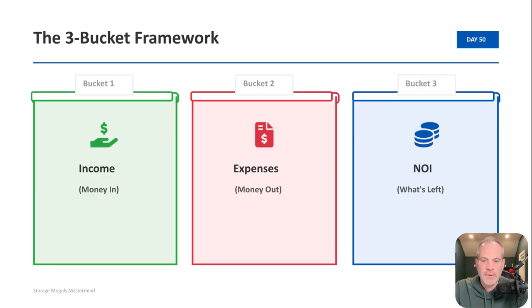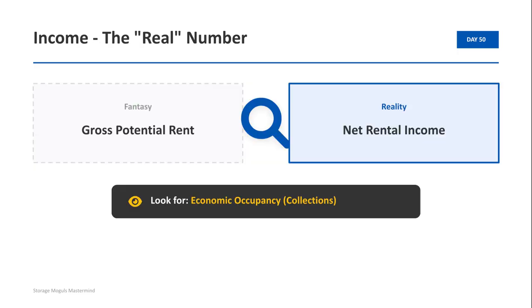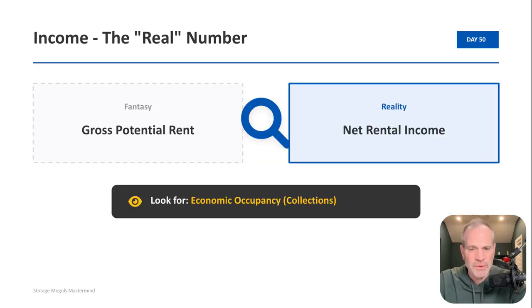All right, so let's first talk about income and why the real numbers matter. Many P&Ls show gross potential rent, which is often a fantasy number. What you really need to focus on is the net rental income. This is the number that reflects economic occupancy, or what's actually collected. It tells you how much money is truly flowing into the business. Always look for collections, not just potential, to gauge the actual performance. The distinction between the two is crucial for an accurate financial assessment.